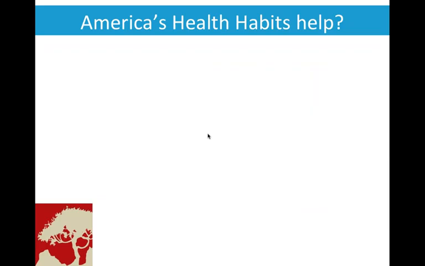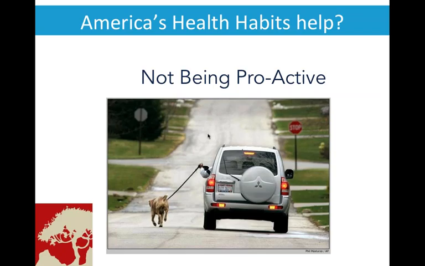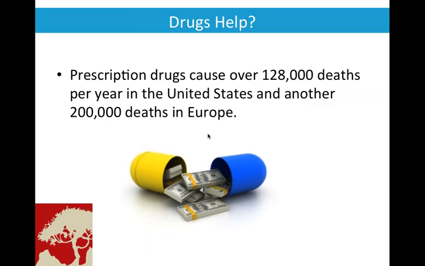A lot of us are not being proactive, so make sure you're not walking your dog like this. Prescription drugs. I don't know if you're aware of this, but every year, prescription drugs that are properly prescribed are causing over 128,000 deaths in the United States and over 200,000 deaths in Europe. Now, how much money are these pharmaceutical companies making? I mean, it's a $1 billion industry.